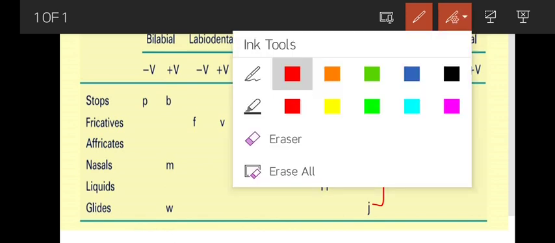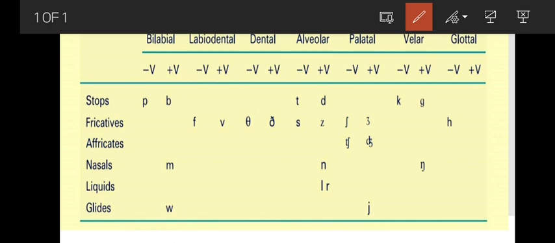Some sounds are also velar sounds. Besides the hard palate, there is also the velum, known as the soft palate. It's the fleshy part of your palate. These sounds are pronounced when the middle of your tongue is moving towards the velum, like k, k, g. If you say the words kid, kill, you will feel it.